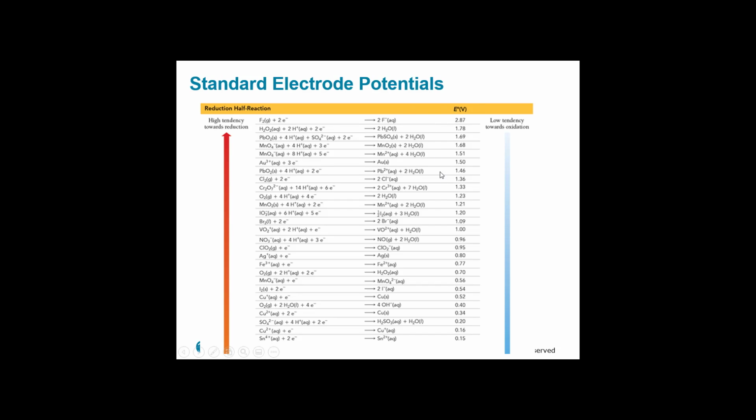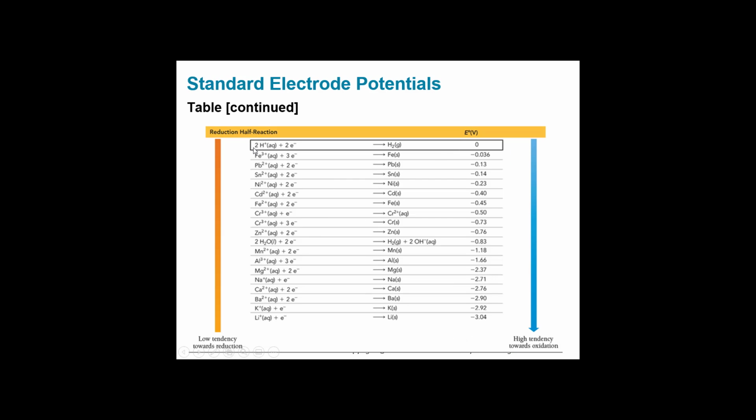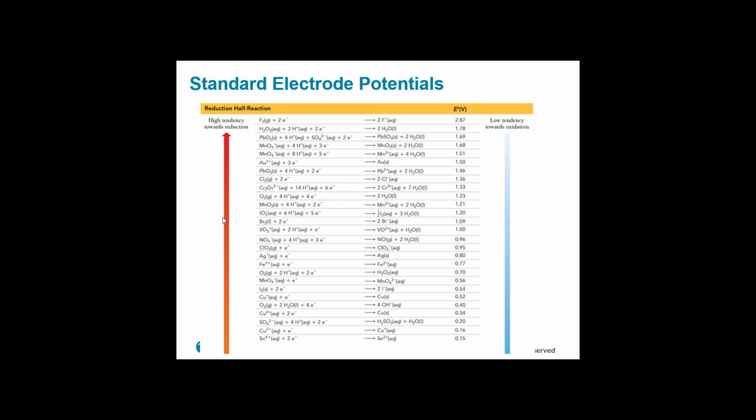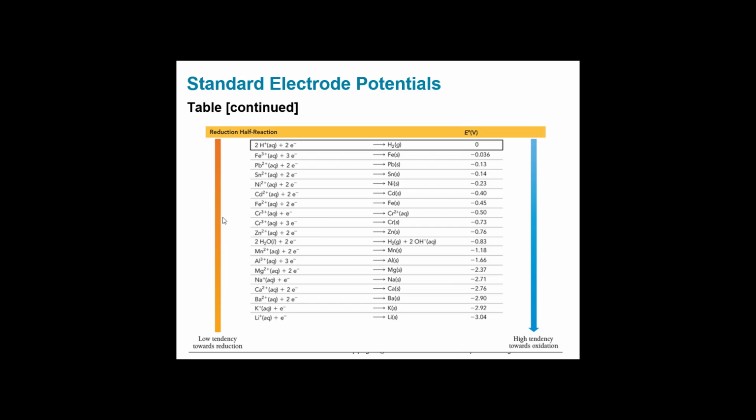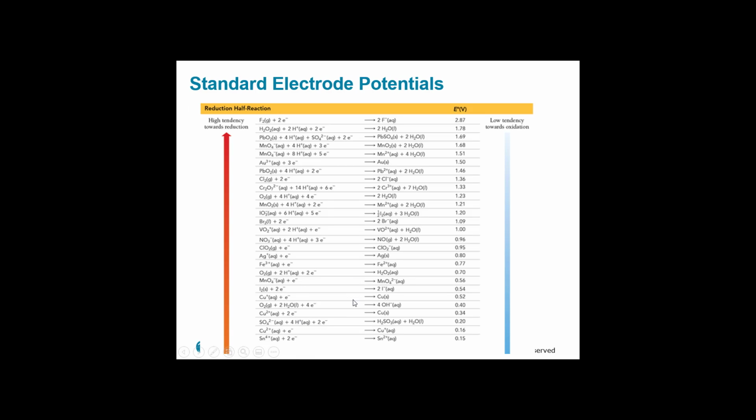Here is a list, and you can see anything that is positive has a high tendency to be reduced, and that means gain electrons. If we go to the next one, here's the standard hydrogen electrode, which is 0. And anything below this has a tendency to be oxidized. So if you go on this side, you can see that these tend to be oxidized. They're not going to tend to gain electrons. They want to lose the electrons, where anything on this one wants to gain it. Now this is interesting. So here is the breaking point. Anything below this will lose electrons, and anything above it will gain electrons.